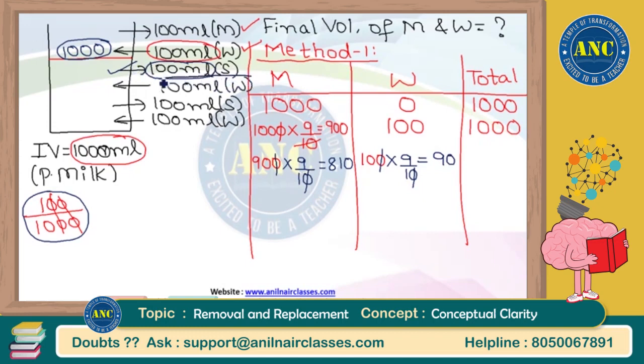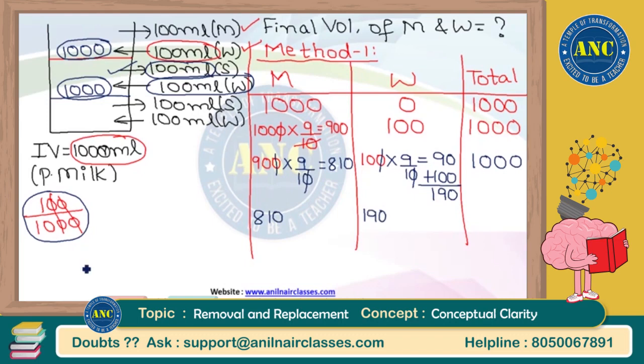Step number 4 says 100 ml of water is added again. That means for this 90 ml of water which is present, I will add back 100 ml. Total water present now is 190. Total milk is 810. 190 plus 810 again happens to be 1000. That means after 4 steps also, it is still 1000 ml total volume which is present inside. Now, as of now 810 ml of milk is present and 190 ml of water is present.